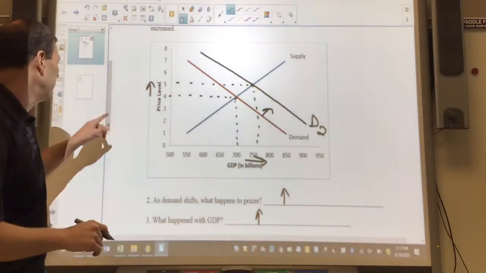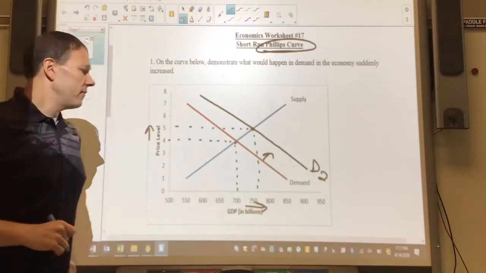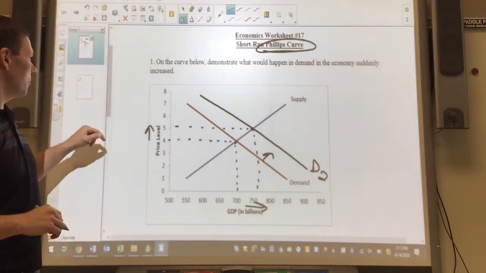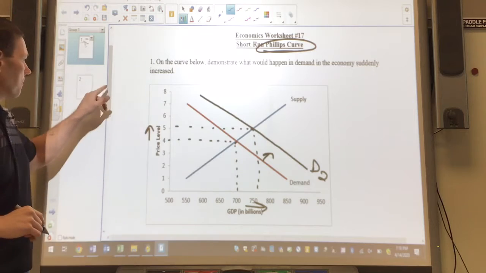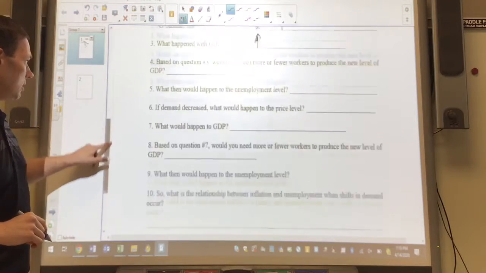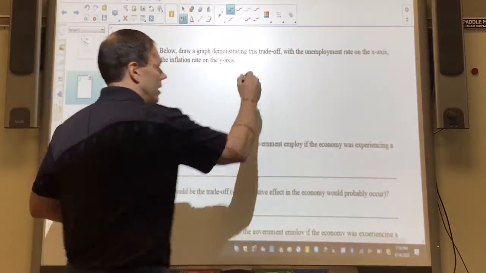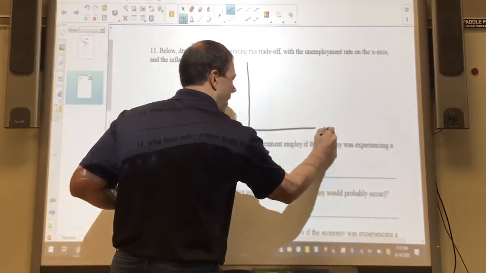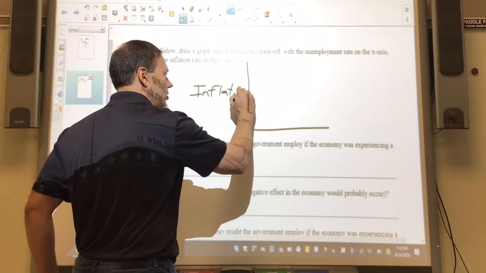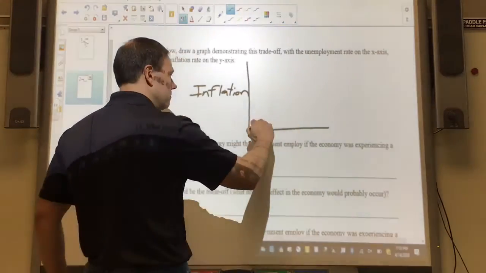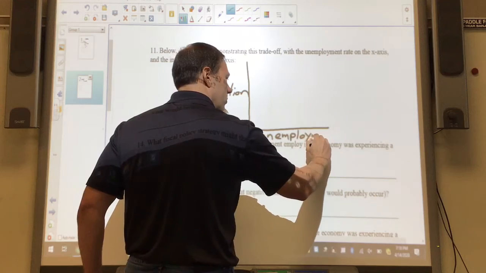Now, here's the thing. We are talking about what's called the Phillips curve. The Phillips curve measures the relationship between inflation and unemployment. On the back you're going to draw this, so let me start on the back real quick and show you where we're starting. We're going to have a graph, and what we're trying to find out is what relationship there is between inflation, which is price level, and unemployment.